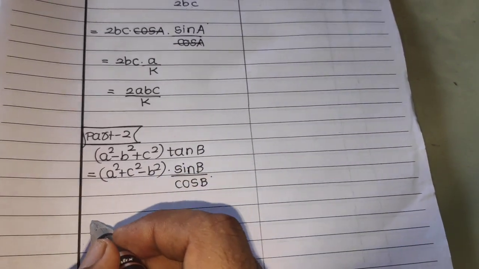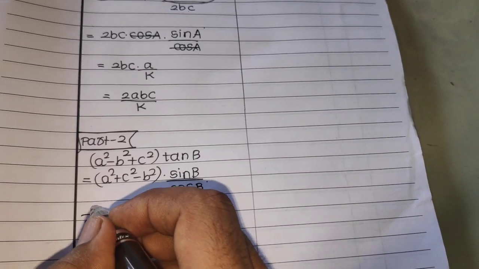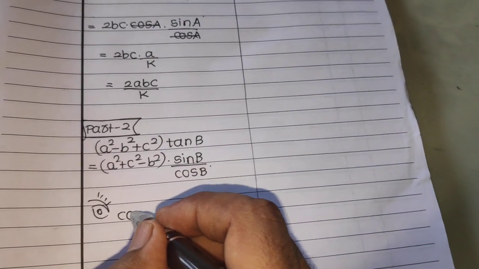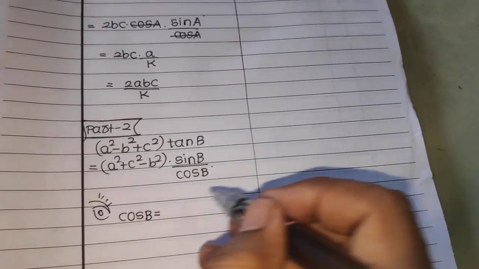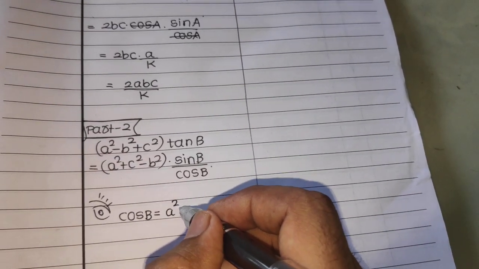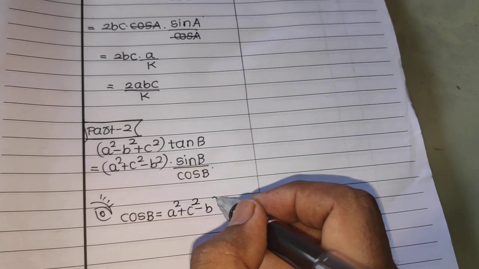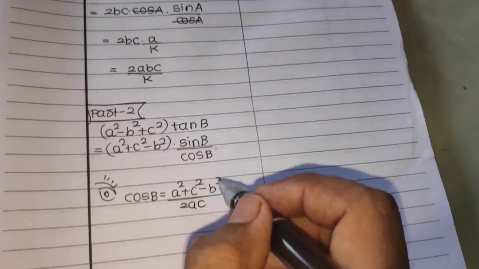Now just once again, if you can remember the formula of cos of b. So what is the cos of b? a square plus c square minus b square upon 2ac.